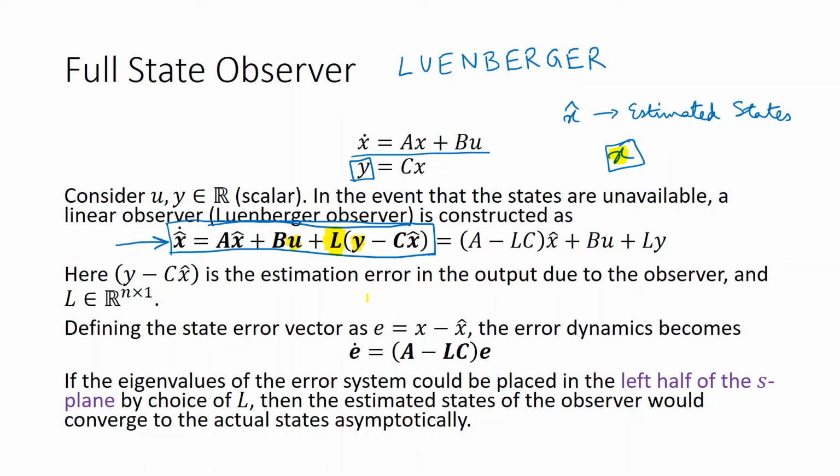So you see here, notice what we have done. The construction of the observer is very simple. If you notice the actual state equation, this is copied here. The first part of the observer equation is simply a copy of the actual state equation, simply replacing the state x with x hat, that is all.